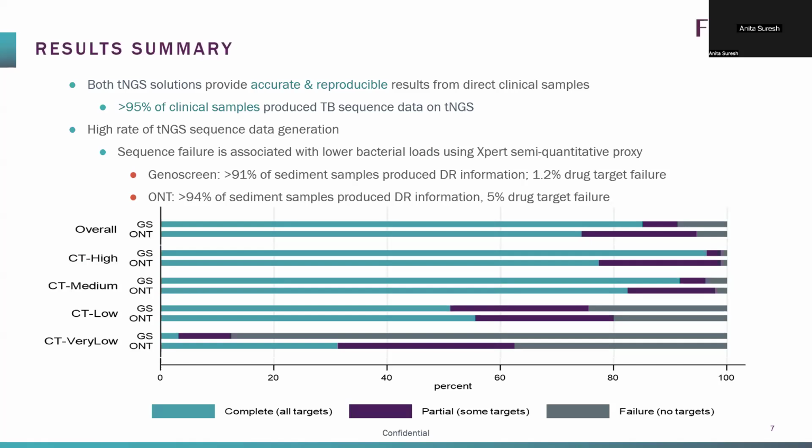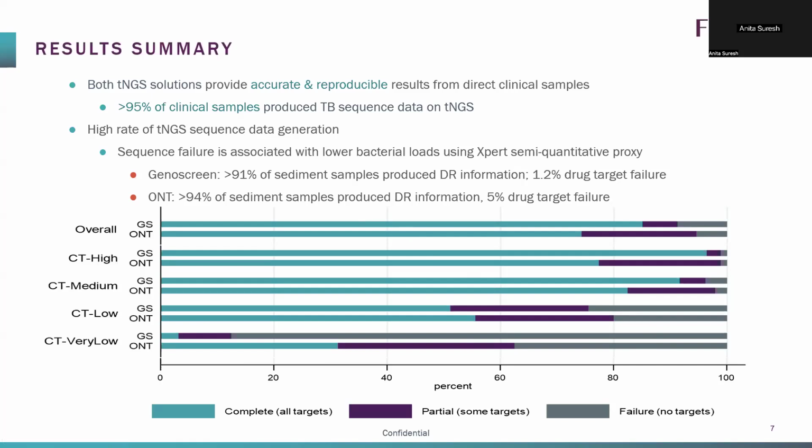And over 95% of these clinical samples actually produced TB sequence data on TNGS, which was really great to see, which means that as long as the DNA was there, they were able to produce sequence results. And as I said, when you're able to sequence, for the most part, you do get high accuracy. You are able to detect a SNP when it's there. So where you're seeing sequence failure, if you look at this chart, you focus on, say, the gray areas mainly. And that's essentially associated with lower bacterial loads.